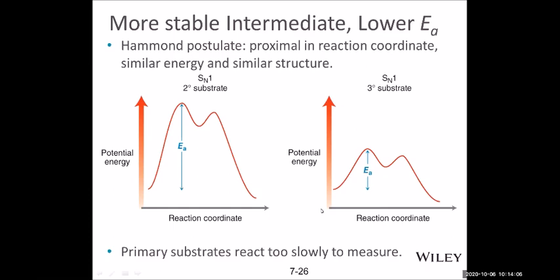Primary carbocations normally do not form. They do not form, too slow. The primary substrate, as you remember, is highly preferred in the SN2 reaction, which is a second order, single step substitution reaction.